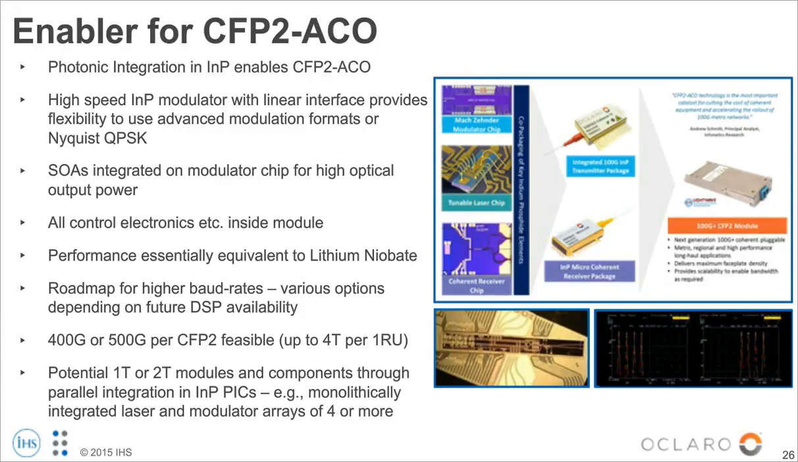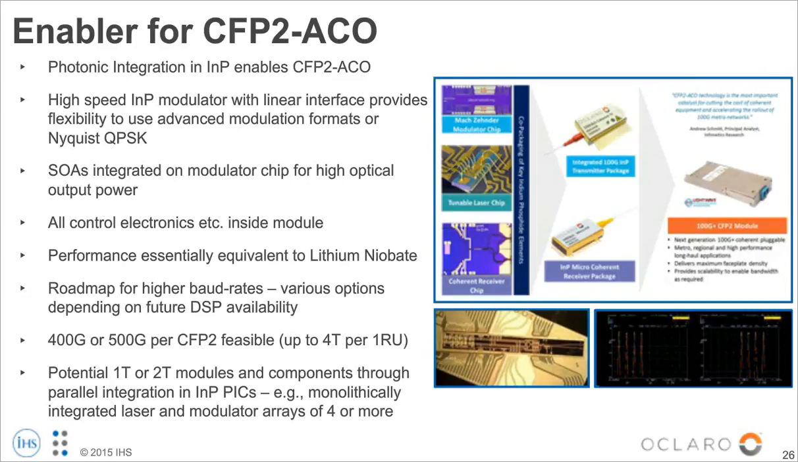We think that within the CFP2 ACO, we can get to 64 gigabaud, so that you could do 400 gig or 500 gig per CFP2, which would get us to 4 terabits per rack unit. And then also we have done some work on parallel integration, where we have not just one laser but 4 lasers and 4 modulators on the same chip, which I'm showing at the bottom.